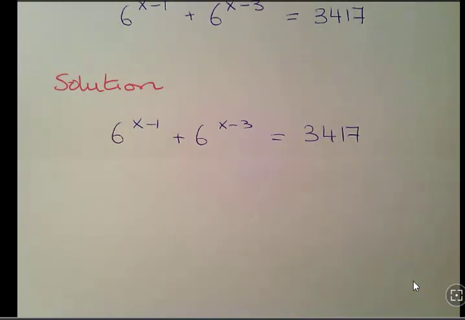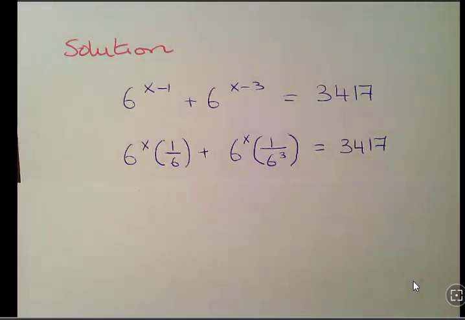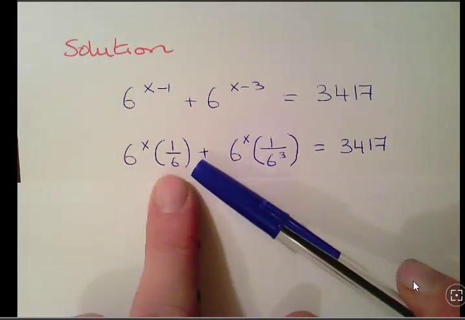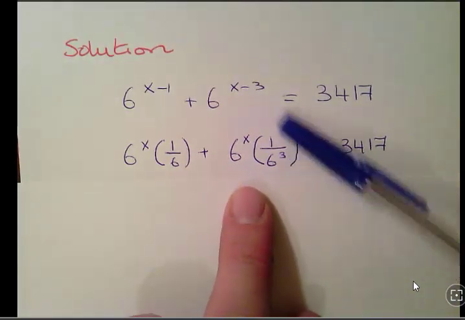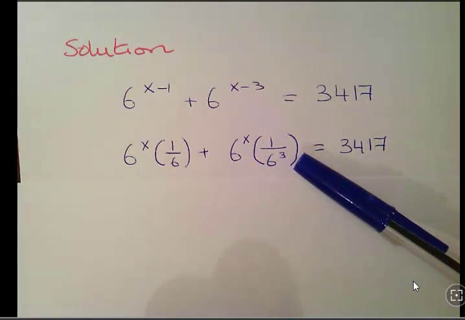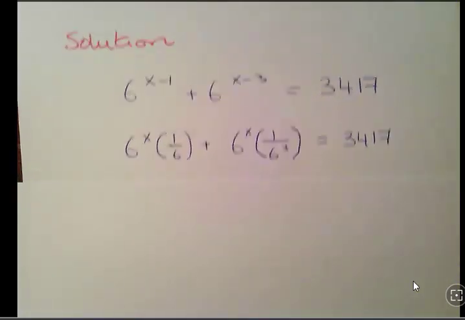We do something similar to what we did last time. 6 to the power of x minus 1 can be written as 6 to the power of x times 6 to the power of minus 1, and 6 to the power of minus 1 is simply 1/6. Similarly, 6 to the power of x minus 3 can be written as 6 to the power of x times 6 to the power of minus 3, and 6 to the power of minus 3 is 1 over 6 to the power of 3, and that is equal to 3417.